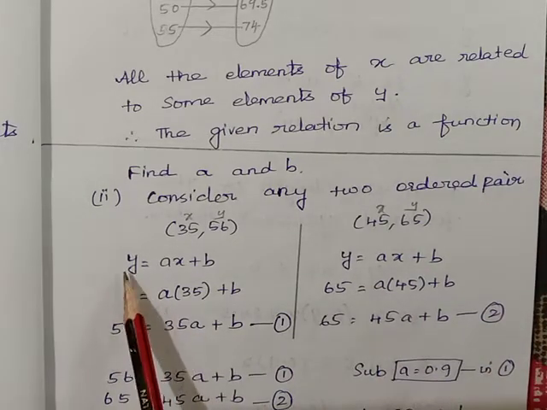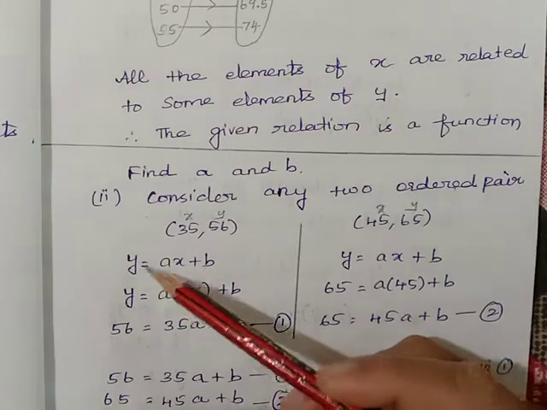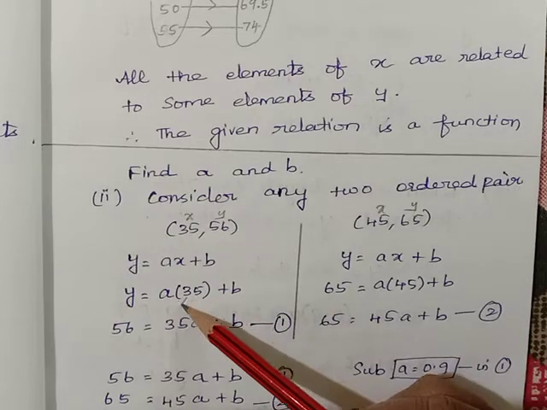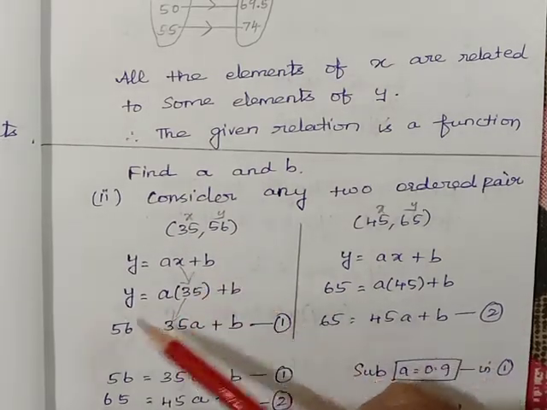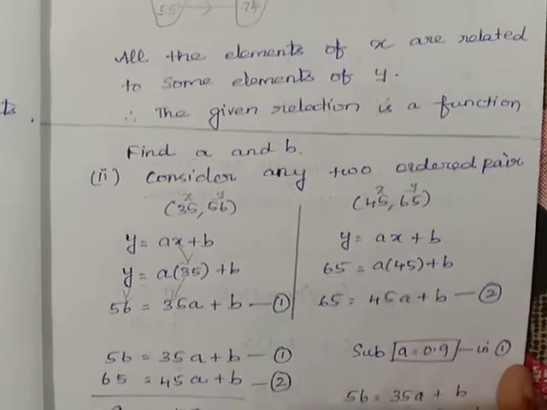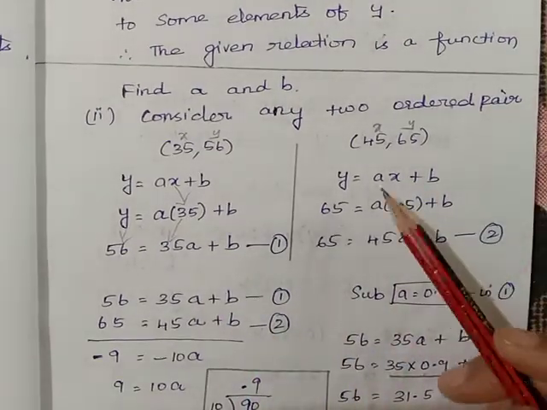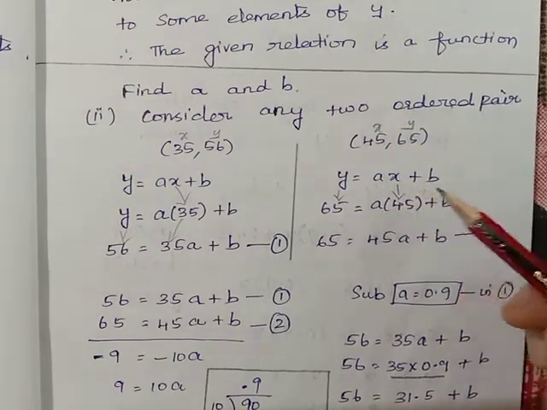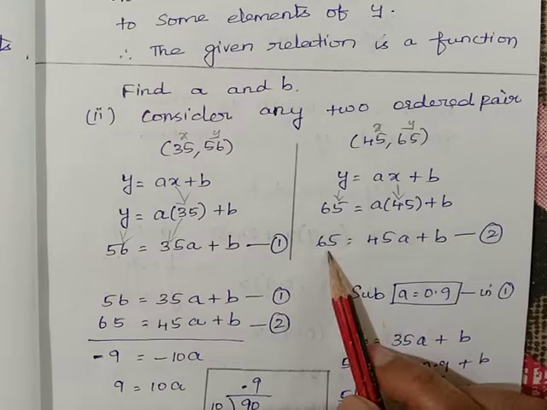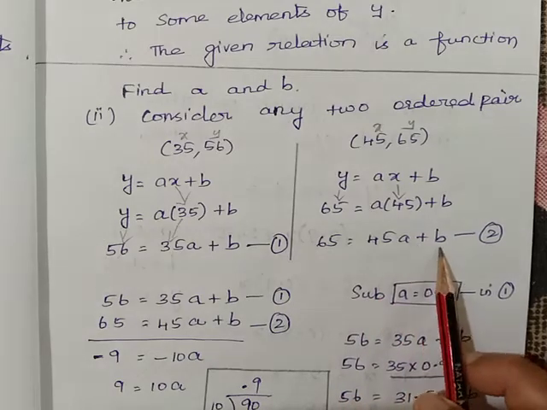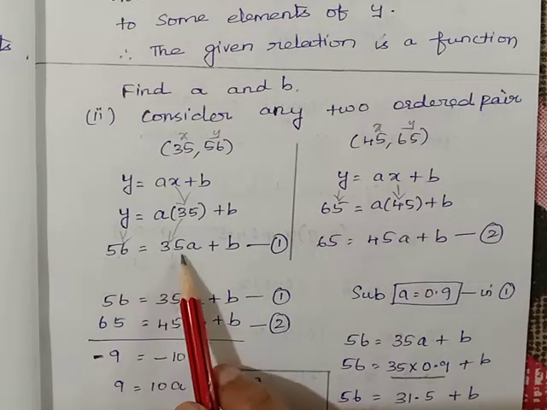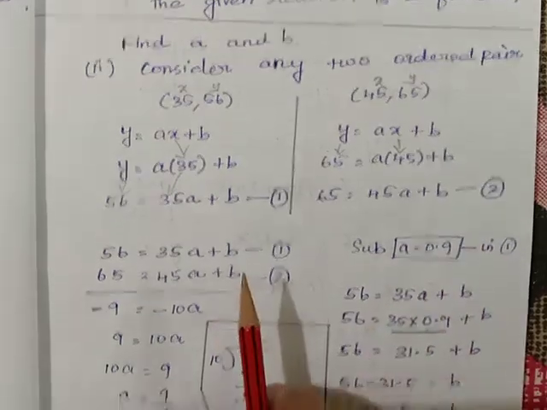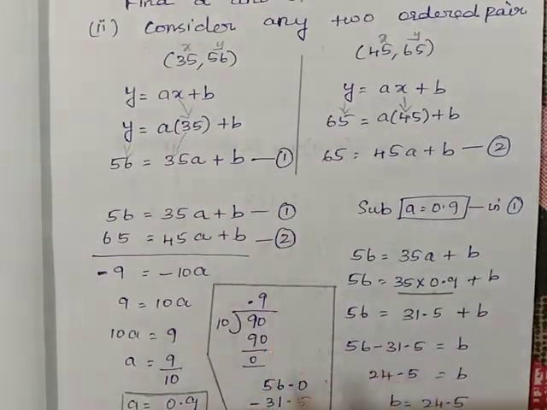So this is the given relation y equal to ax plus b. In the place of y, let us write 56 and in the place of x, we'll write 35. Same thing for the other ordered pair: in the place of y, we'll write 65 and in the place of x, we'll write 45. So we get 65 equals 45a plus b, and 56 equals 35a plus b. Let us denote these as equation number 1 and equation number 2.